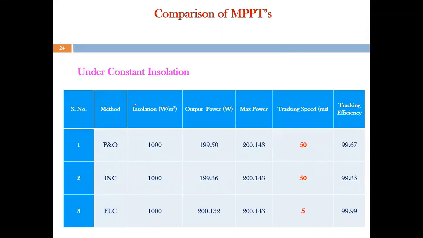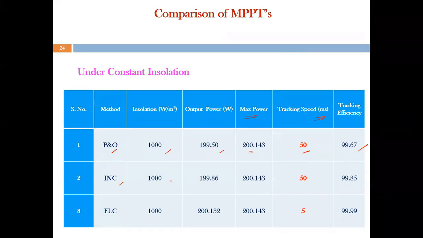So now what we have done under constant insolation: for P&O I have considered 1000 watt per meter square. Output power is 199.50 I got. The maximum power of the panel is 200.143. Tracking speed is 50 milliseconds and the tracking efficiency is 99.67.